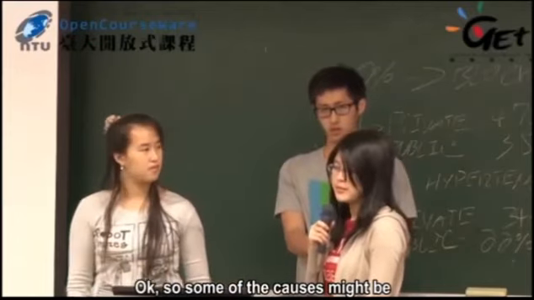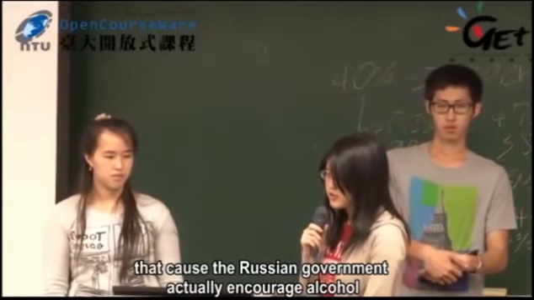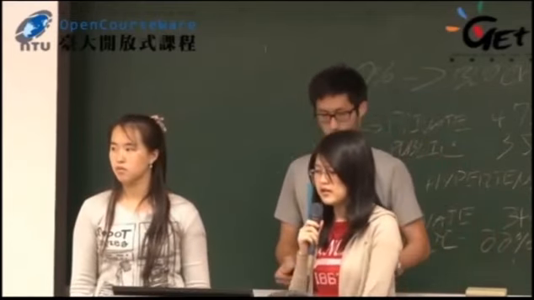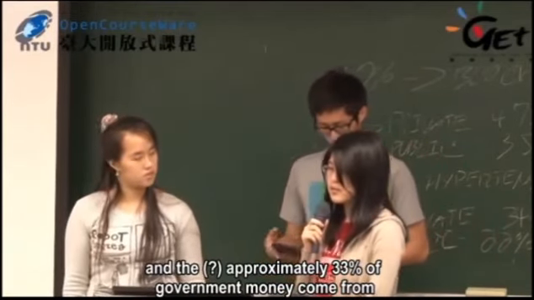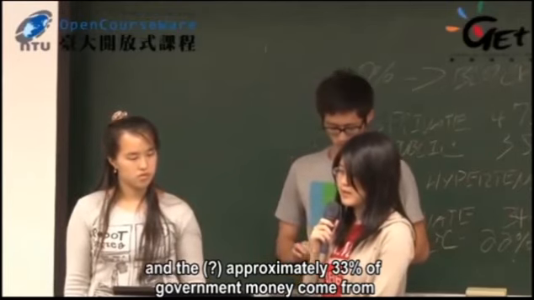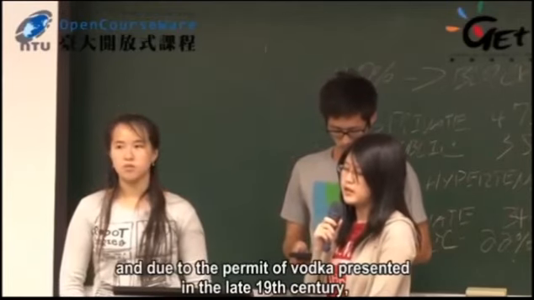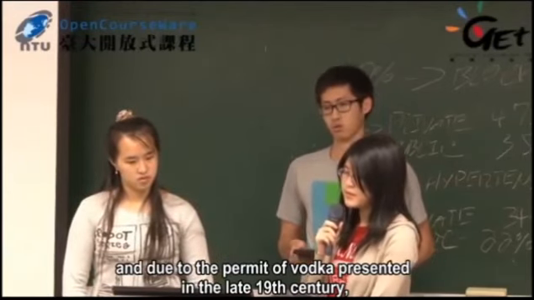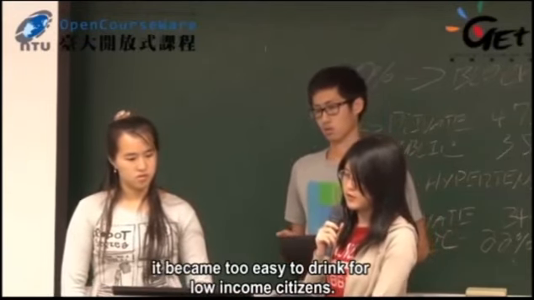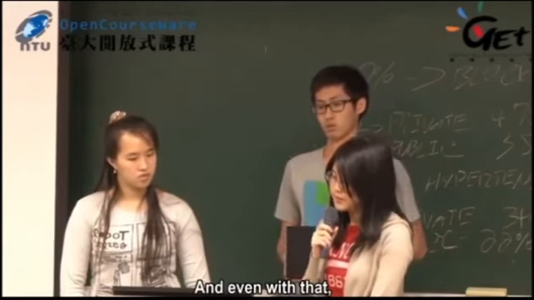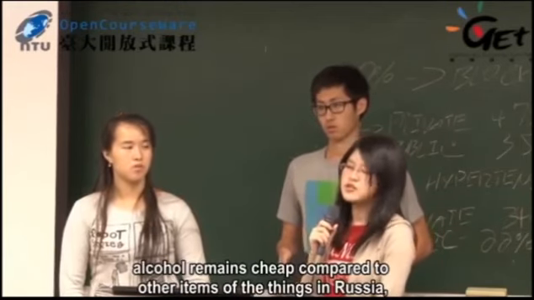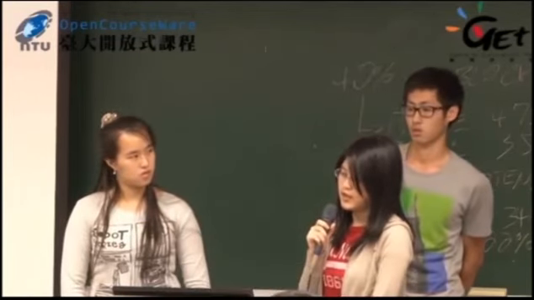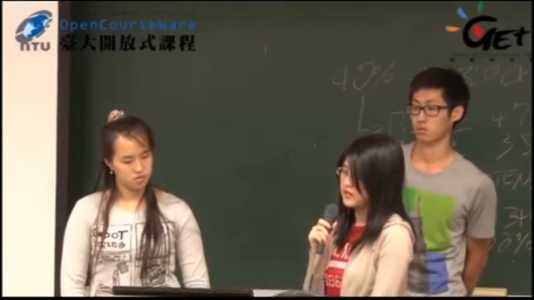Some of the causes might be that the Russian government actually encouraged alcohol because of the profit it made. By the 19th century, approximately 33% of government money came from the sale of alcohol. And due to the plummet of vodka prices in the late 19th century, it became the choice drink for low-income citizens. And even until now, alcohol remains cheap relative to other items such as food in Russia, and it is available in most places day and night.